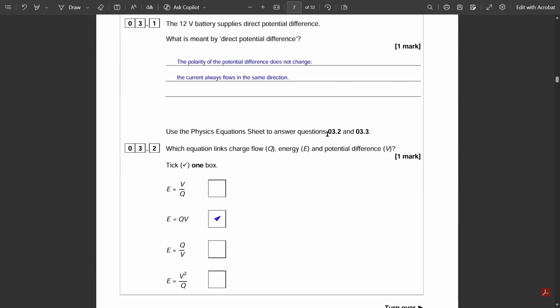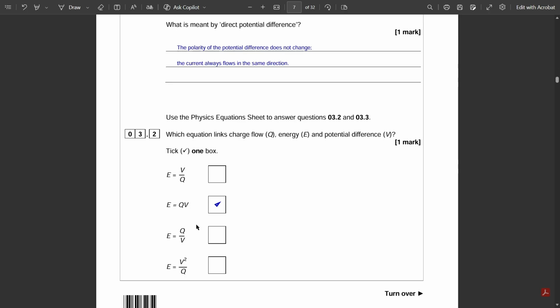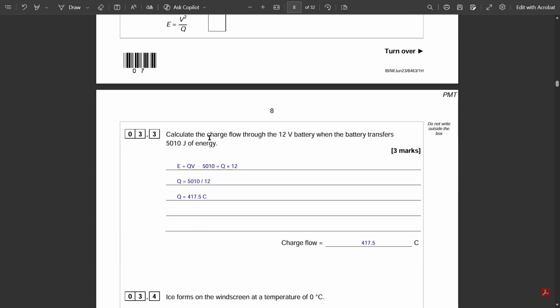And then we're meant to use the physics equation sheets again. They're just giving you 3 marks for these multiple choice. Which equation links charge flow, energy, and potential difference? And that is that energy equals charge flow times the potential difference. And then we're meant to calculate the charge flow through the 12-volt battery when it transfers 5,010 joules of energy.